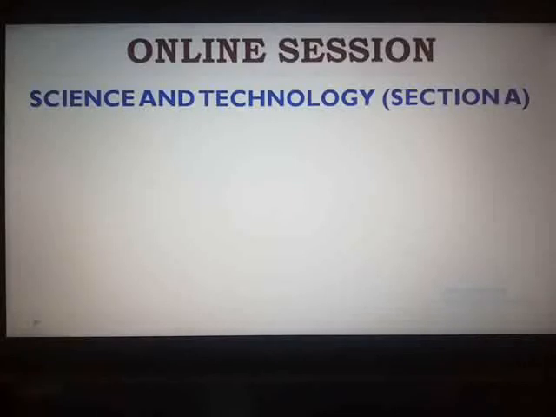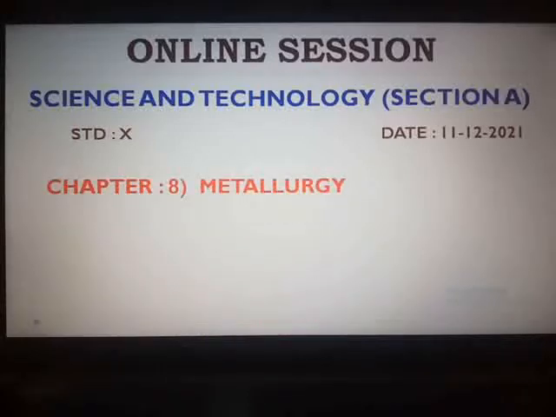and Technology Section A. In our previous session, we have completed with the numerical examples and activities, additional questions for lenses and chapter number 5 heat. Also, we had started with the introduction for a new chapter, chapter number 8, Metallurgy. We have started with the chemical properties of metals.